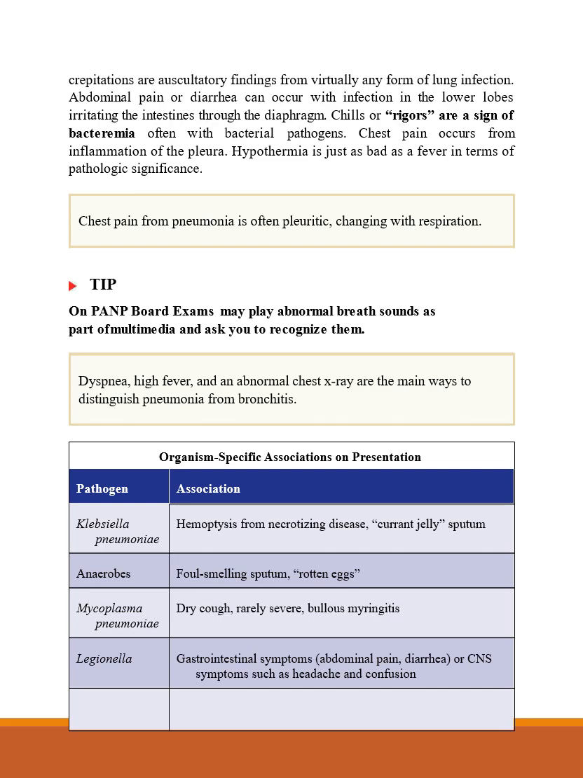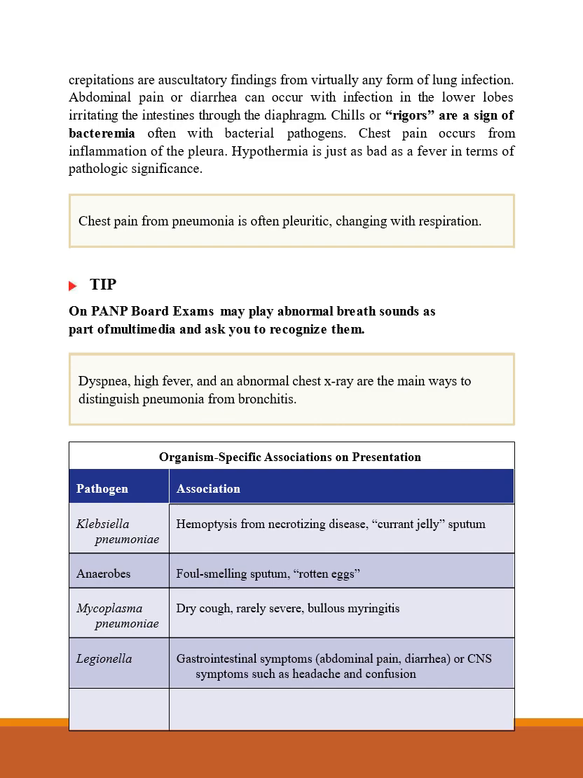Abdominal pain and diarrhea may occur with infection in the lower lobe. Chills or rigors are a sign of bacteremia, frequently with bacterial pathogens. Chest pain occurs from inflammation of the pleura. Hypothermia is just as bad as fever in terms of pathologic significance. Chest pain from pneumonia is often pleuritic and changes with respiration.